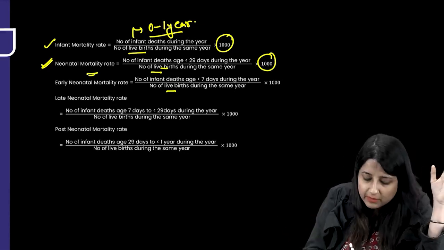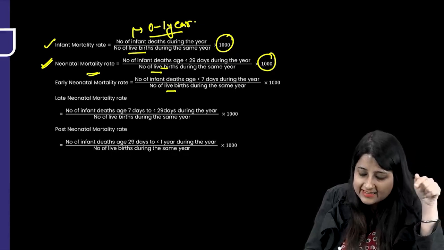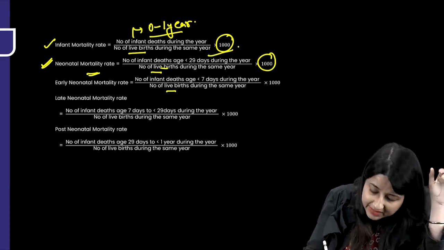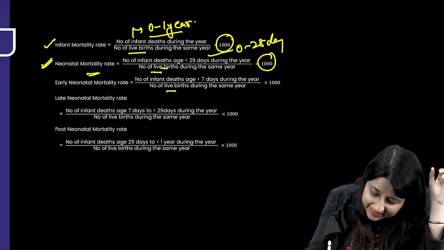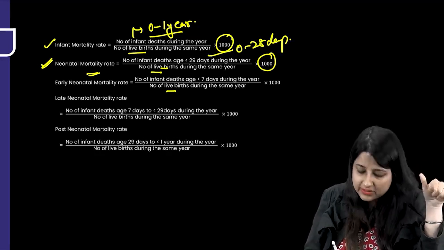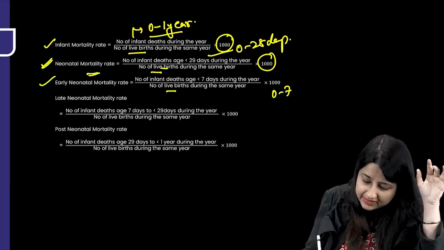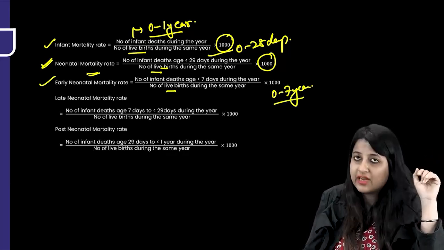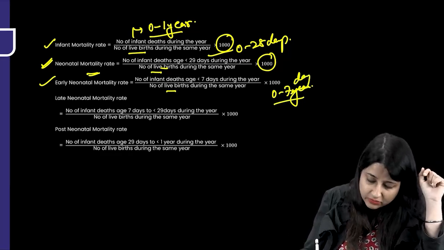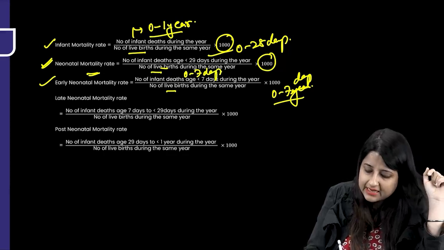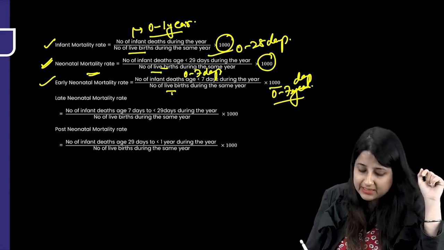But when we talk about neonatal deaths, we are saying that it is an infant's death up to less than 29 days, meaning 0 to 28 days. But the multiplier is 1000 and the denominator is live birth. Early neonatal death means death in the first 7 days of life. Okay, 0 to 7 days. So number of infant deaths within 0 to 7 days. Denominator again live birth, multiplier 1000.